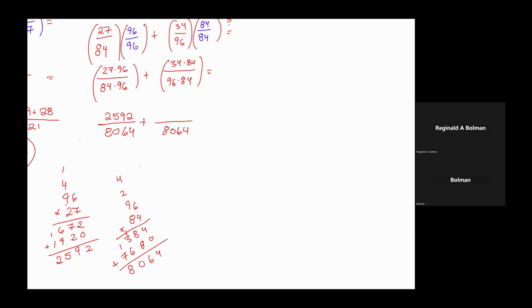34 times 84. 4 times 4 is 16. Carry the 1. 4 times 8 is 32. Plus 1 gives you 33. Drop your 0 down. 3 times 4 is 12. Carry the 1. 3 times 8 is 24. Plus 1 gives you 25. So if we've done everything correctly, we should have 6 plus 0 is 6. 3 plus 2 is 5. 3 plus 5 is 8. So we get 2,856.